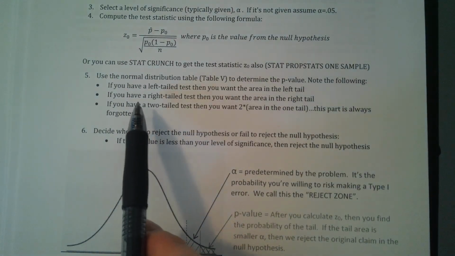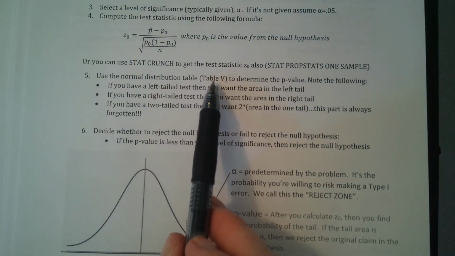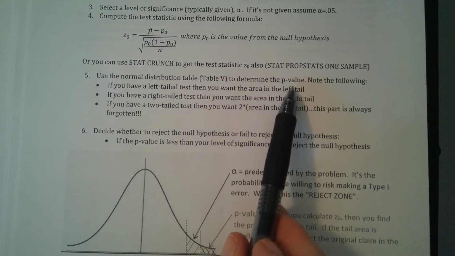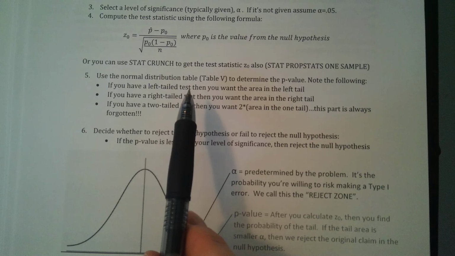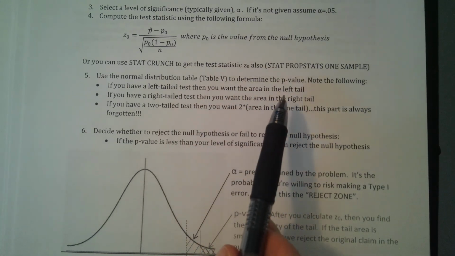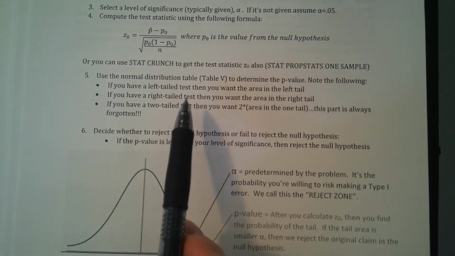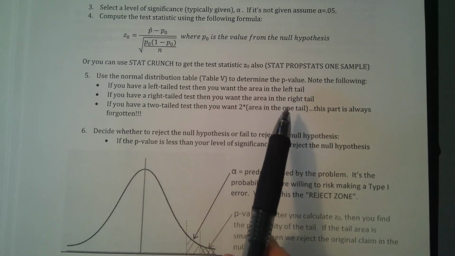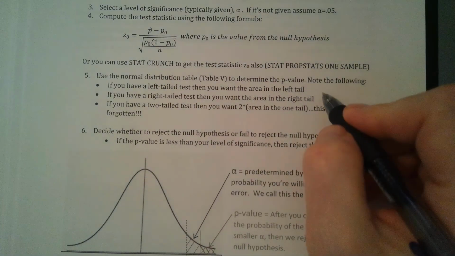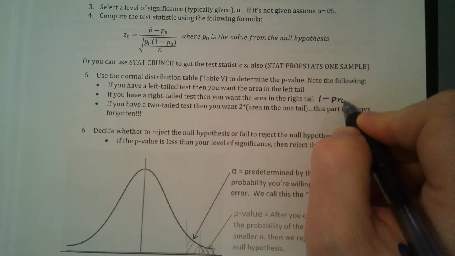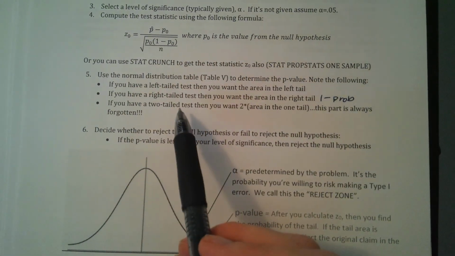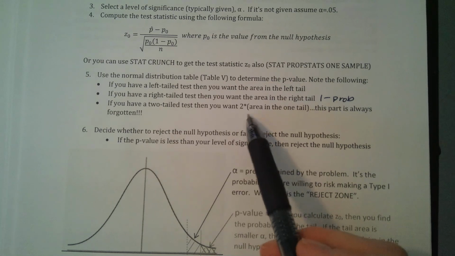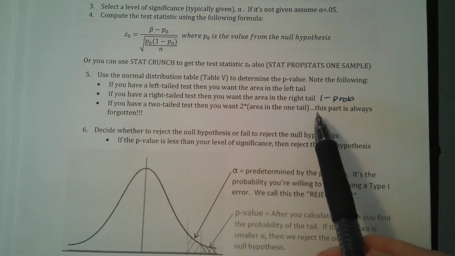Step 5, use the normal distribution table, table 5, to determine the p-value. Note the following. If you have a left-tailed test, then you want the area in the left tail. If you have a right-tailed test, you want the area in the right tail. So that means you're going to have to do 1 minus the probability to find the area in the right tail. But if you have a 2-tailed test, then you want 2 times the area in 1 tail, and this part is usually forgotten.